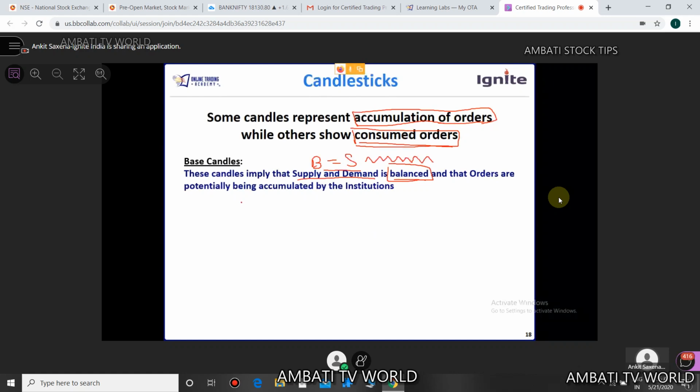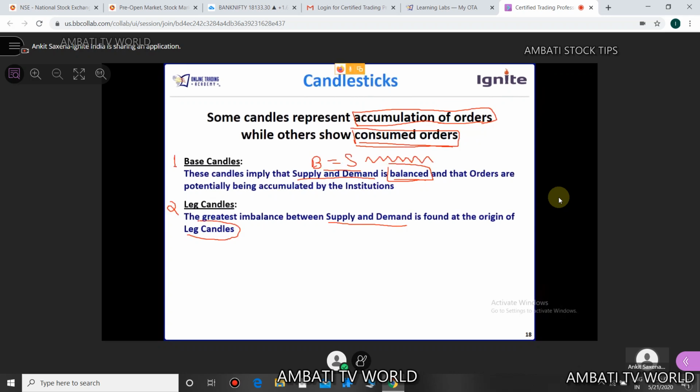Now the second type of candles that we see here is the leg candles. So this is 1, this is 2. In leg candles, the greatest imbalance between supply and demand is found at the origin of the leg candles. Now base candles show you accumulation.